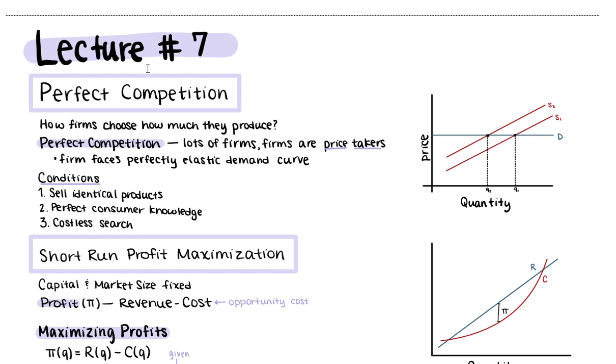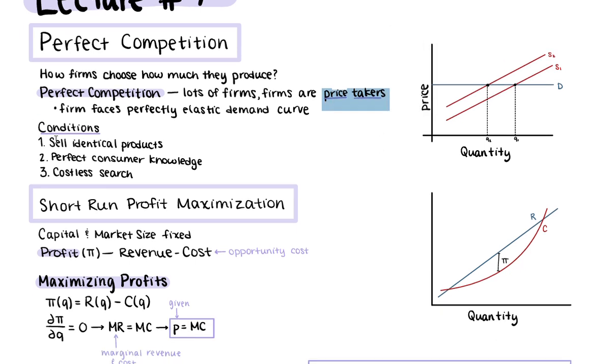In perfect competition, we assume there are lots of firms and the firms are price takers. It means they just receive the price, they can't set a price. They are not a price maker, just a price taker. And the firm faces a perfectly elastic demand curve. That's obvious because they are price takers. So even if a firm increases its price above the market, it gets zero demand.